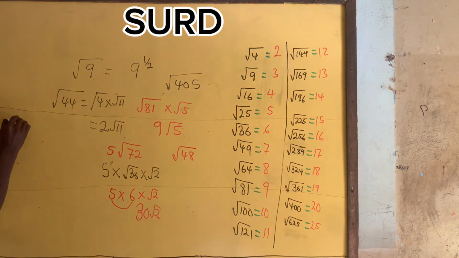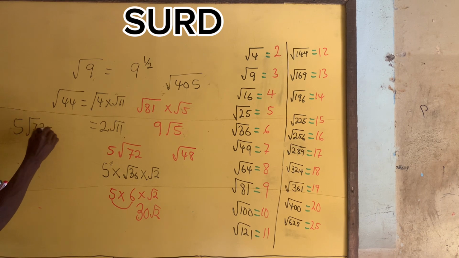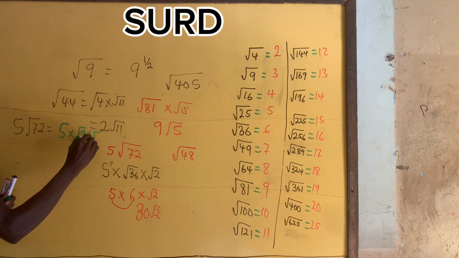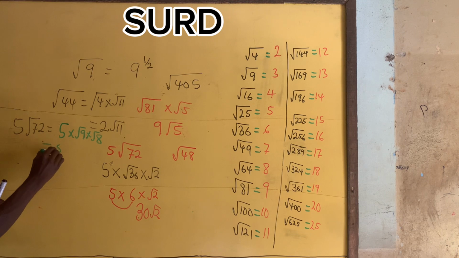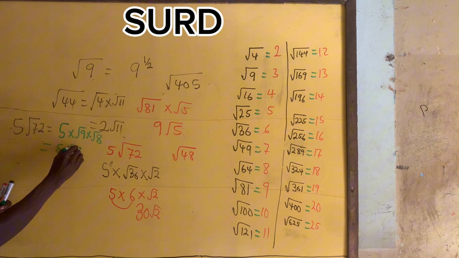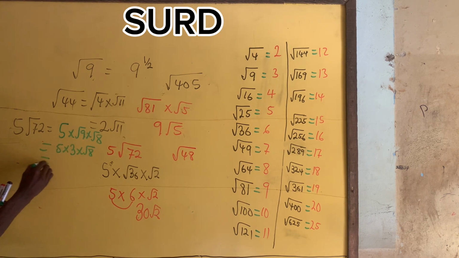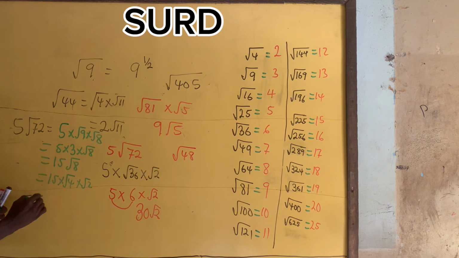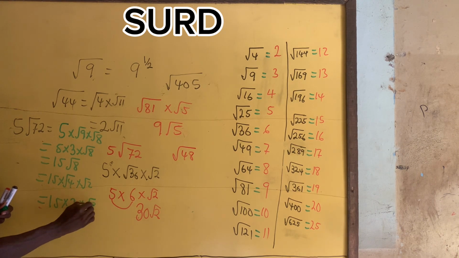So 5 root 72 is the same as 5 times root 9 times root 8. That gives 5 times 3 times root 8, and this is 15 root 8. And 15 times root 8 is root 4 times root 2, because 4 times 2 gives us 8. And this will give me 15 times 2 times root 2, and that gives 30 root 2.